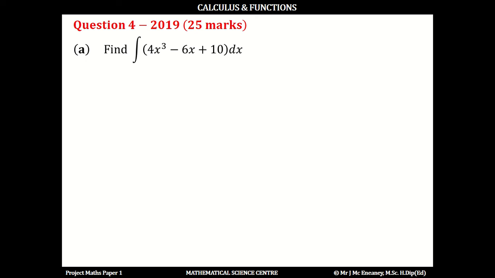And because there's no limits, we will have to have a constant of integration, which is a plus c value. So the integral of 4x cubed minus 6x plus 10 dx works out as x to the 4 minus 3x squared plus 10x plus c.